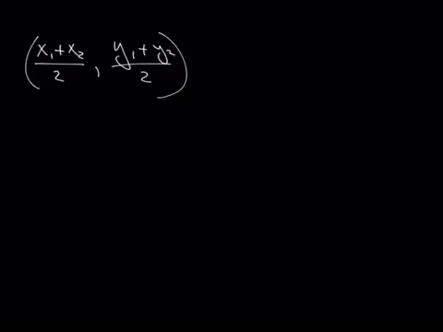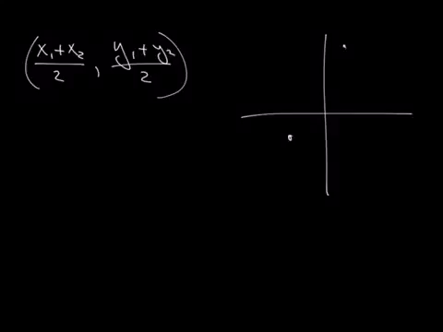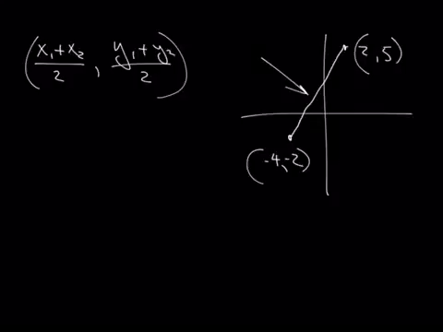So, for example, if I have a graph here, and I have a couple points, say I have one there, and I have one there. And let's say this is -4, -2, and this is 2, 5. And I'm not interested in how long it is, I'm interested in where is the halfway point. Okay, so I'm going to take my x values and add them together. -4 plus 2 and divide it by 2. And then I'm going to take my y values and add them together. -2 plus 5 and divide that by 2.